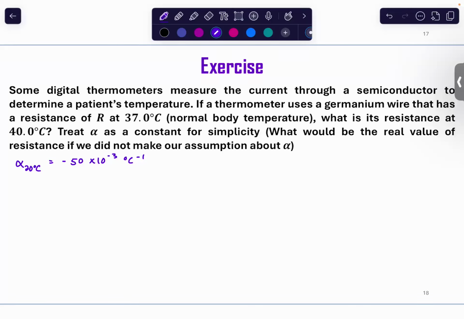So what is the resistance of this thermometer at 40 degrees Celsius? So again, what the problem says here, treat alpha as a constant for simplicity. That's as far as we're really going to go for a 100 level class, but I will show you how this breaks down otherwise.